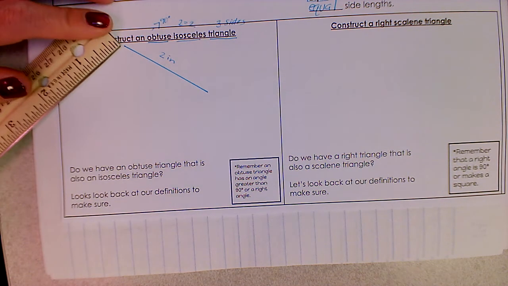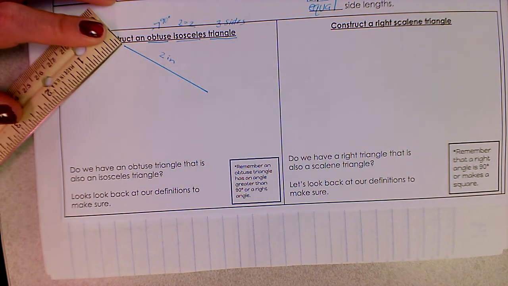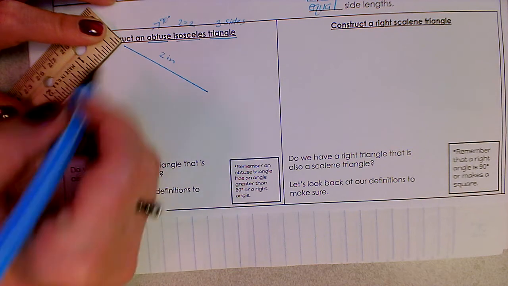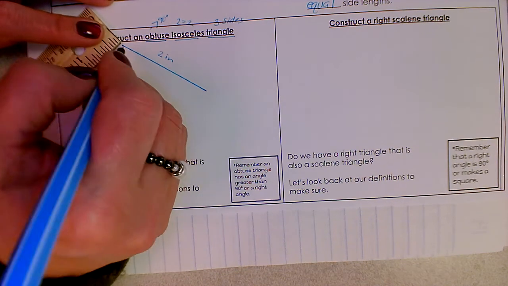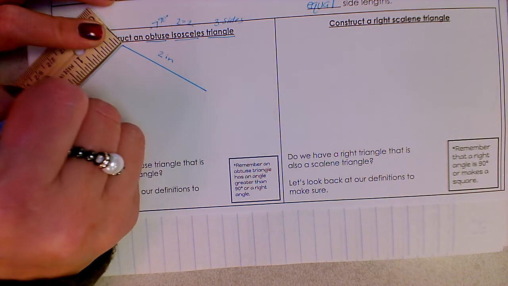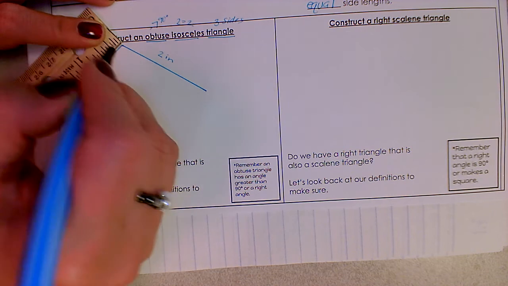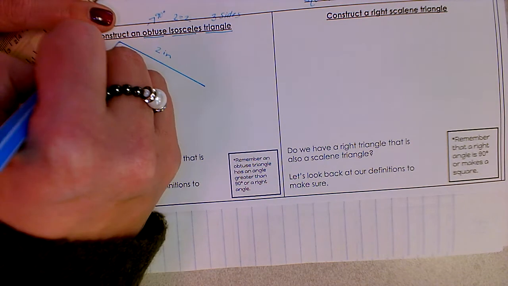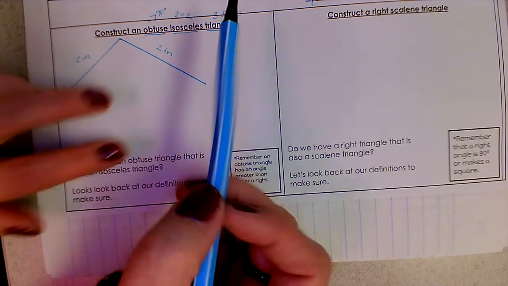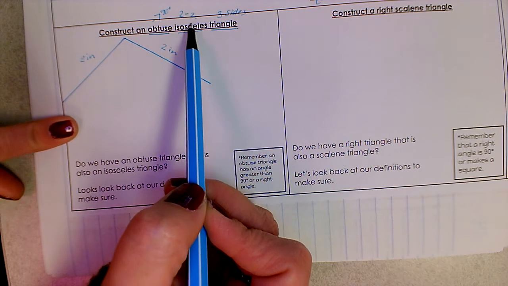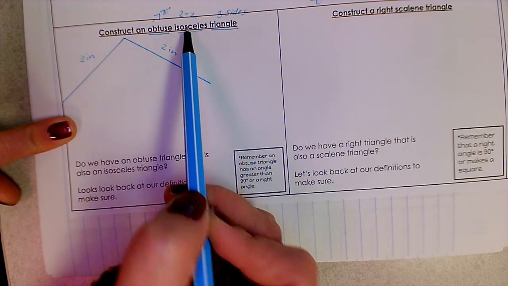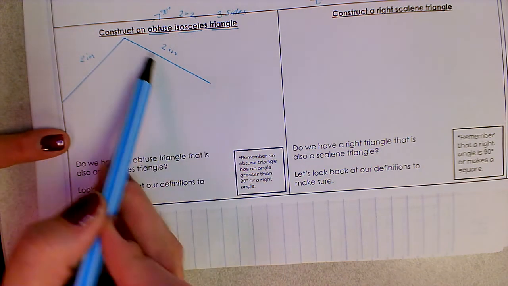I need to bring that ruler out just a little bit because it has to be larger than 90 degrees. But I don't also want to go off my paper, so I'm going to make sure those corners connect. And I know that it has to be 2 inches. So this side has to be 2 inches because for it to be isosceles, 2 sides have to have the same length. So this is the same length as this side.